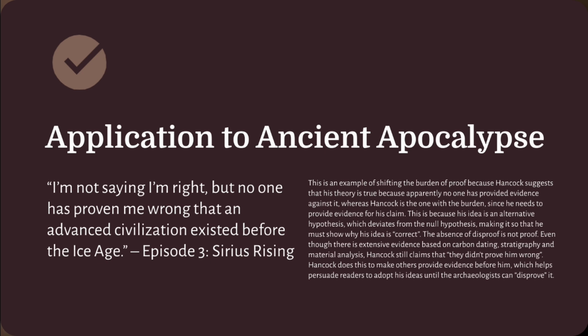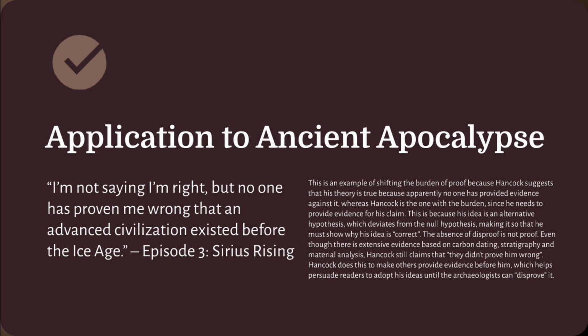In Ancient Apocalypse, Hancock says, "I'm not saying I'm right, but no one has proven me wrong that an advanced civilization existed before the Ice Age." This is an example of shifting the burden of proof, because Hancock suggests that his theory is true because apparently no one has provided evidence against it, whereas Hancock is the one with the burden since he needs to provide evidence for his claim. This is because his idea is an alternative hypothesis, which deviates from the null hypothesis, making it so that he must show why his idea is correct.